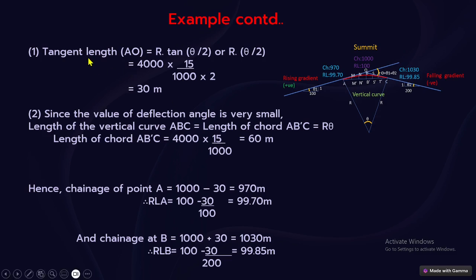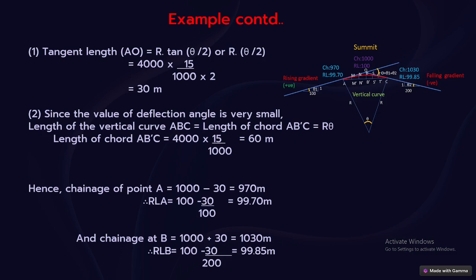Then we find out the tangent length. I discussed T equals R tan theta by 2, or if we are putting theta in radians, we can use R into theta by 2. So the radius is 4000 and theta is 15 by 1000 in radians, divided by 2. Finally the tangent length is equal to 30 meter.